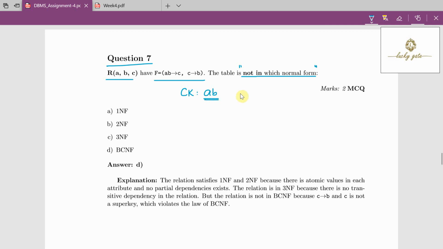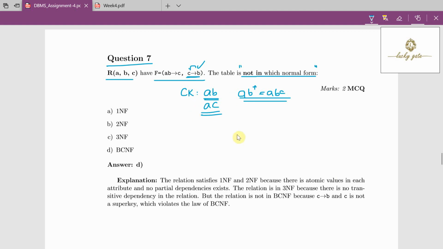AB is a key. Why? Because AB closure is AB, and with AB we determine C, so ABC. And here B is a prime attribute. In the C to B dependency, B is a prime attribute. This B you replace with C, so that AC is also a candidate key. Now we have two candidate keys.